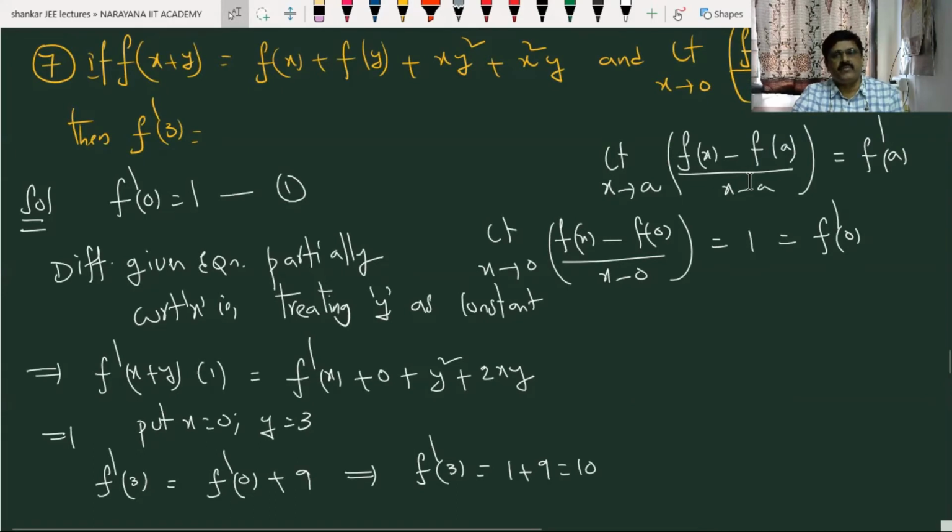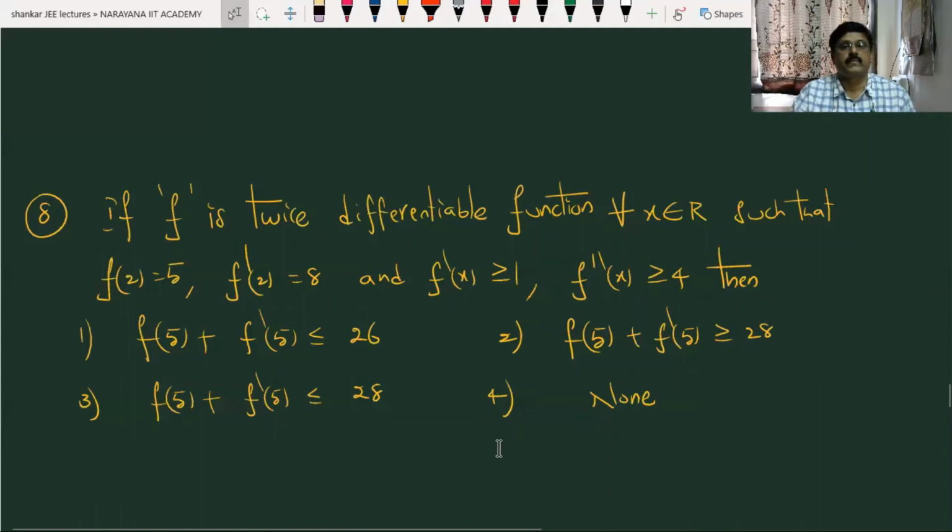So limit x extends to a, f of x minus f of a by x minus a. If that particular limit exists finitely, then it is denoted by f dash a, which is nothing but derivative of f of x at x is equal to a, students. So after that, this is a functional equation. Without doing partial differentiation also, by putting y is equal to minus x there, we can handle the problem. So functional equations can be handled in various ways. Okay, students. So another easy and logical problem, students. Carefully note.